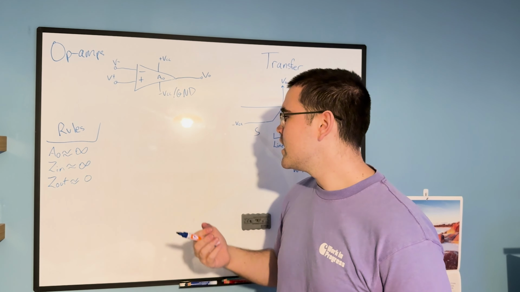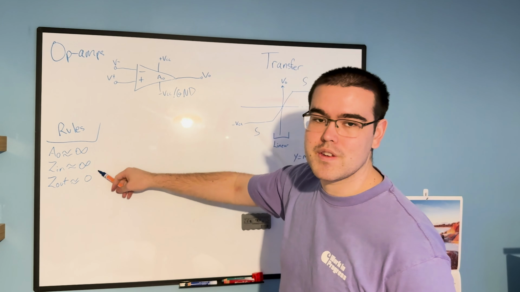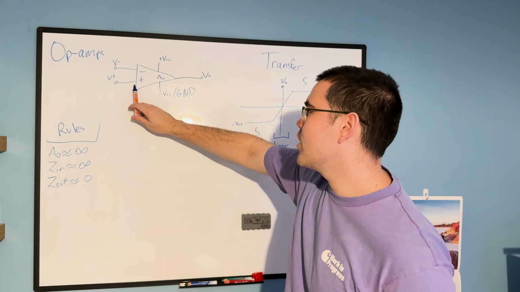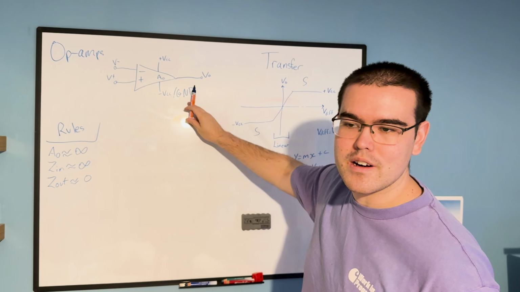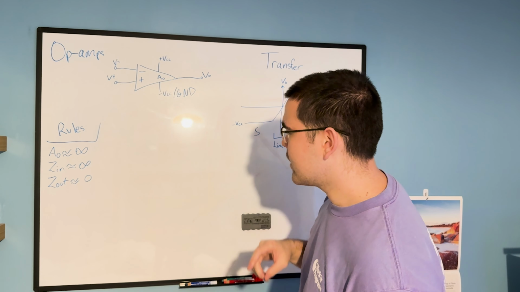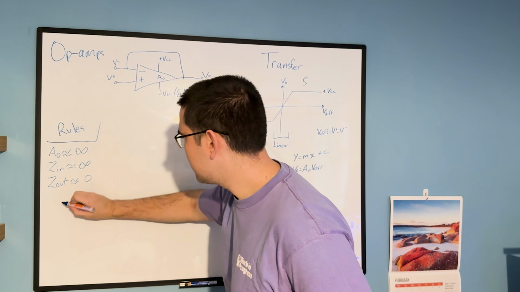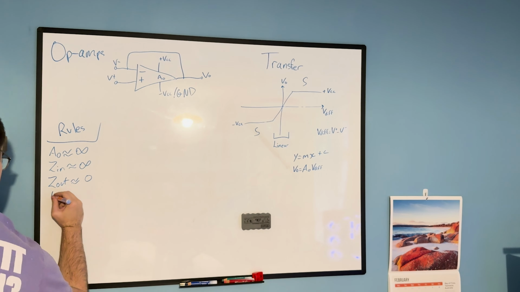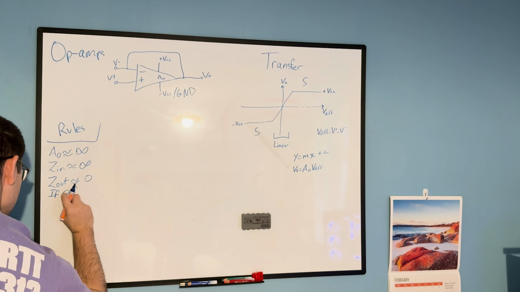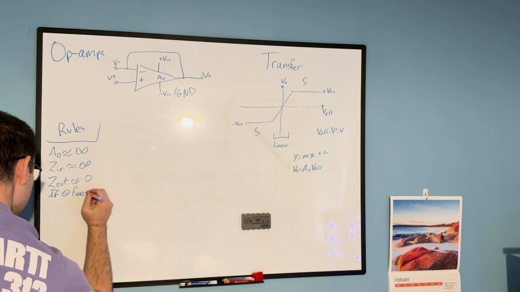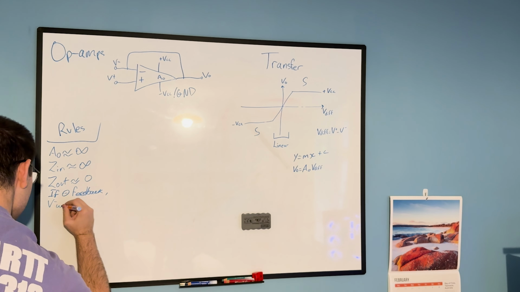So what does that mean? How can we put this into words that we can understand? These two rules in particular mean that no current can flow into these inputs, but we can certainly have an output current at the op amp. And there's another rule. If we have negative feedback, V minus will try to match V plus.